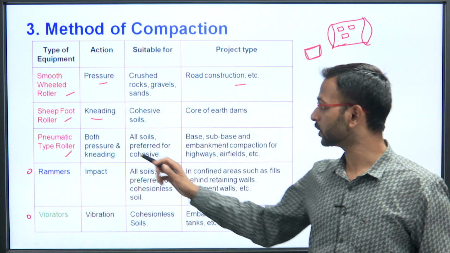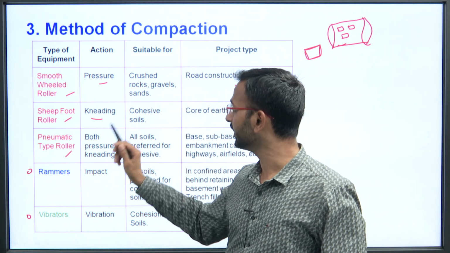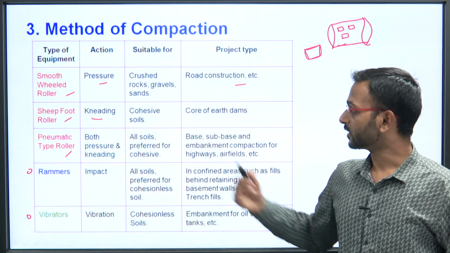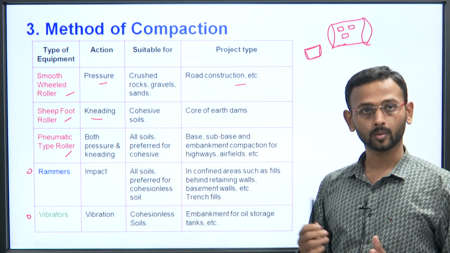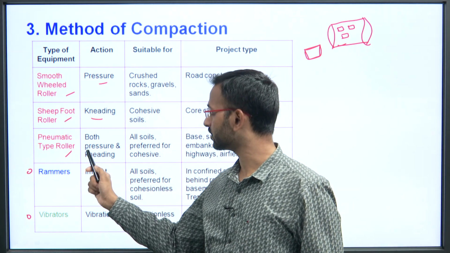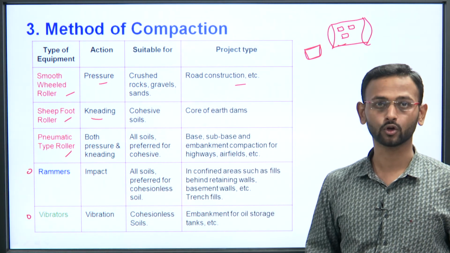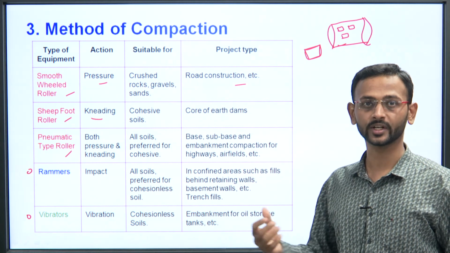Now, if we talk about the pneumatic type of roller, it uses both the pressure and the kneading actions, and it is suitable for all soils, but it is preferred for cohesive soils because it uses both the actions. This is a multitasking equipment. Both the pressure and the kneading actions are provided by this pneumatic type roller.